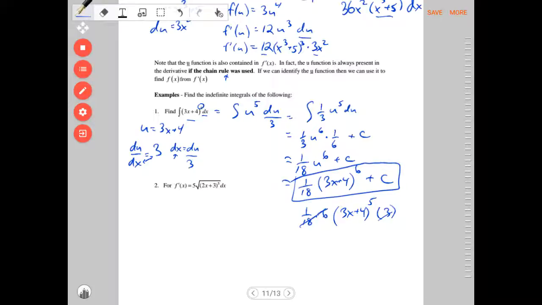So if we look at number 2 here, first things first, we're going to rewrite this. 5 times (2x + 3)^(5/2) dx, since that's the square root. Okay, so it's quite clear to see that the u function is 2x + 3. Remember, the u function is always what's inside the brackets. So then the derivative of u, du/dx, is 2. Okay, awesome. Now we do the little switch thing here. So dx equals du over 2. Then we make that substitution: 5u^(5/2) du over 2.